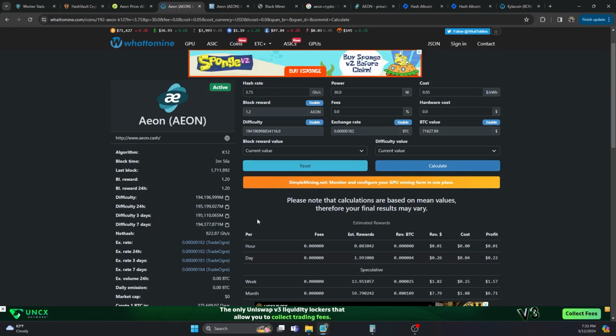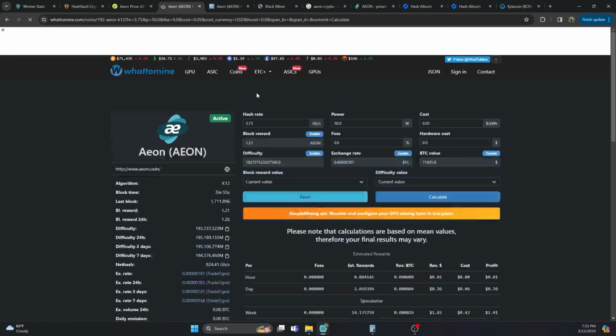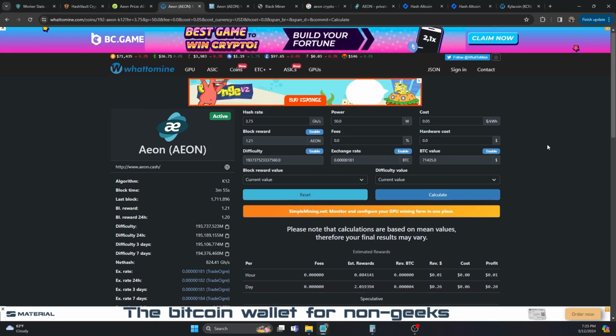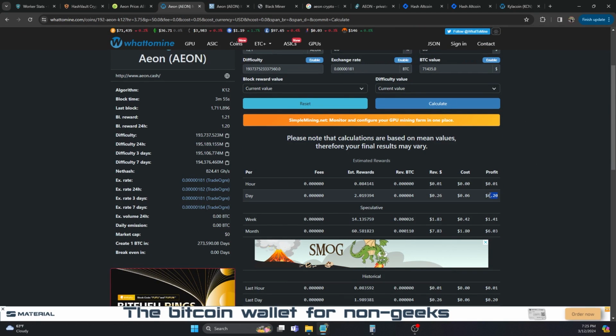While that's ramping up, do you want to hop on over to the calculator for Aeon and see what our projected earnings are? So if we were going to pool mine, we've got 3.75 gigahash at approximately 50 watts, again, 5 cent kilowatt hour. And we're looking at a profit of 20 cents a day. But if you notice, our SMA rewards around 2 coins. Each block is 1.2. So what we should be looking at is almost 2 blocks a day.